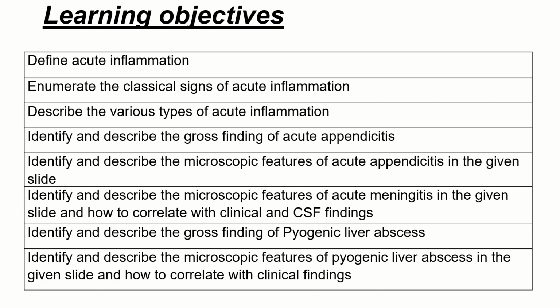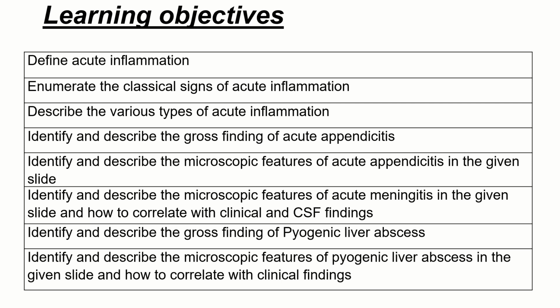We'll start with the learning objectives first. So, by the end of the session for today's practical, you should be able to define acute inflammation. You should be able to enumerate the classical signs of acute inflammation. You should be able to describe the various types of acute inflammation.